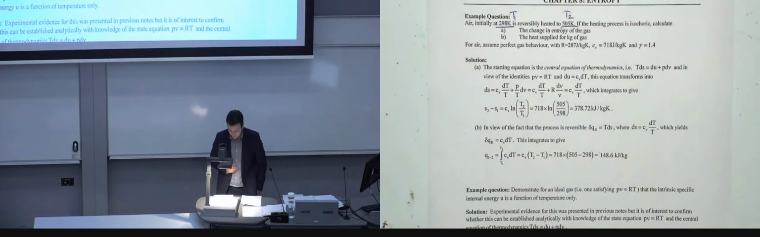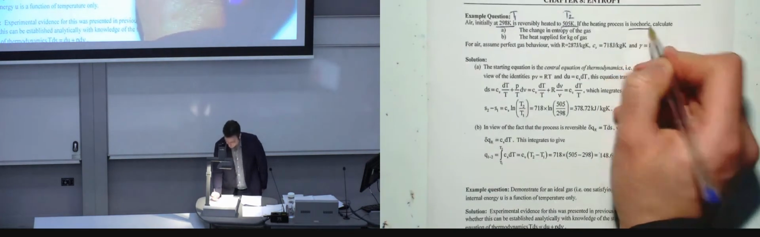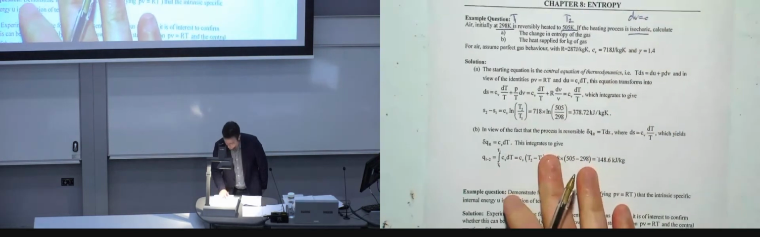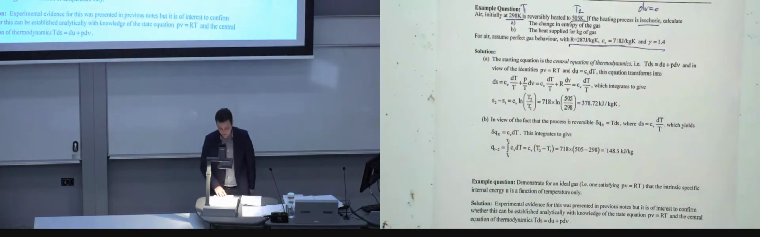So, T1 is 298, T2 is 505. The process is isochoric, which means dV is equal to zero, a constant volume. There's no change in the volume. And you want to find the change in entropy of the gas and the heat supplied for a kilogram of gas. These values are normally given to you in the question.